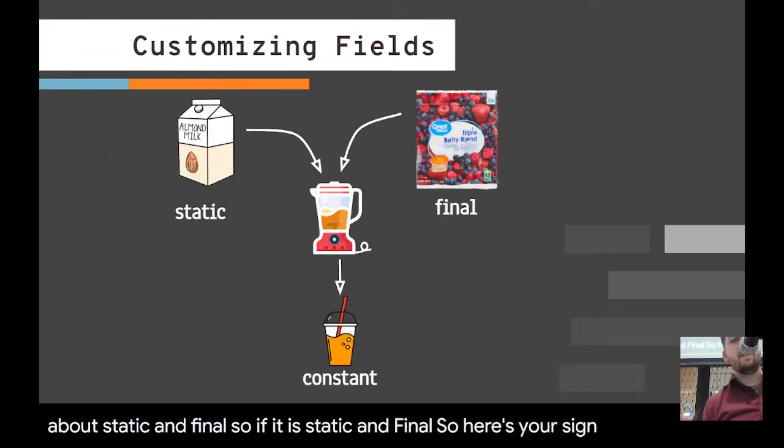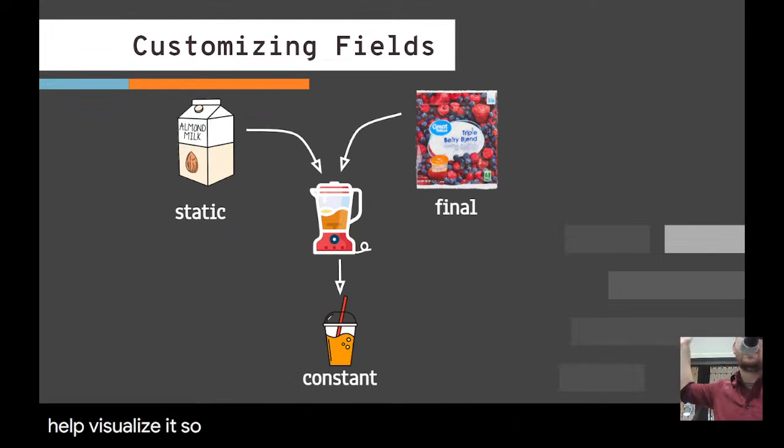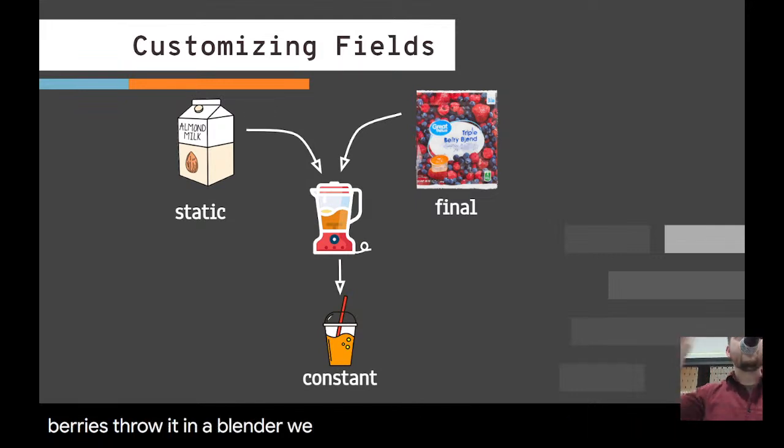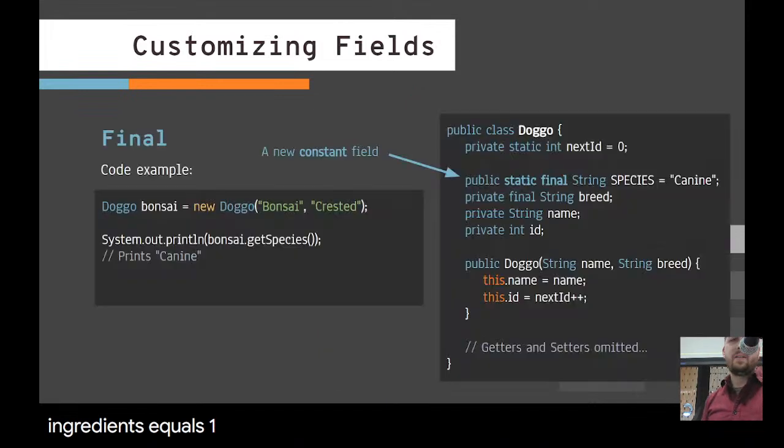So here's just a graphic to help visualize it. Static is represented by almond milk. Final is a bunch of frozen berries. Throw it in a blender, we have a smoothie, and that is constant. So two ingredients equals one concept, per se.